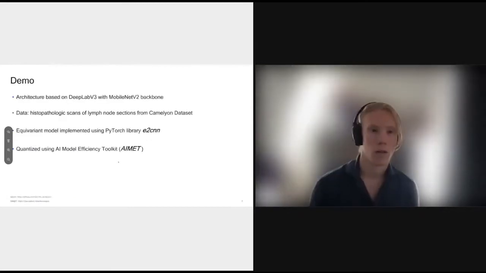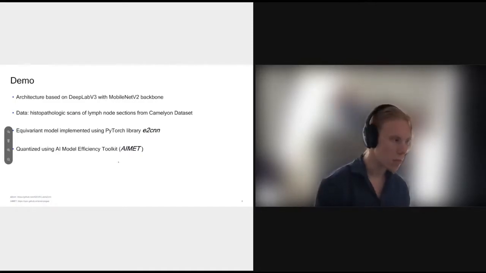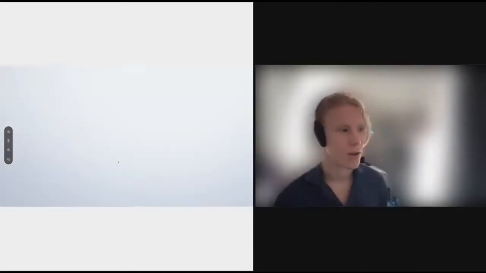In our demo, we relied on an efficient architecture based on DeepLab v3 with a MobileNetV2 backbone. We trained our models on histopathological scans of lymph node sections, which were extracted from the Camelyon dataset. Our equivariant model is implemented using the PyTorch library e2cnn, while the quantization is done through the AI Model Efficiency Toolkit developed by Qualcomm. So we can now have a look at the demo.